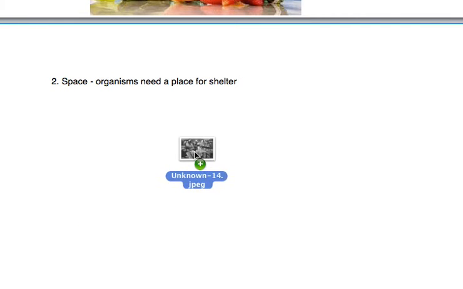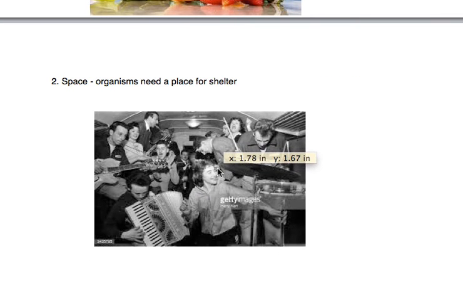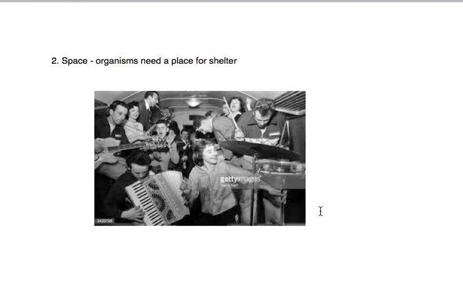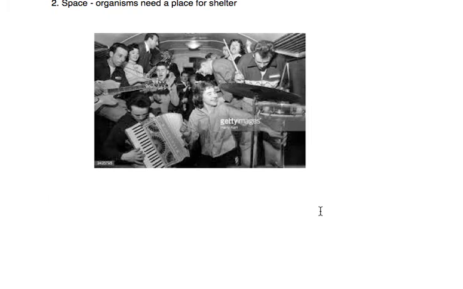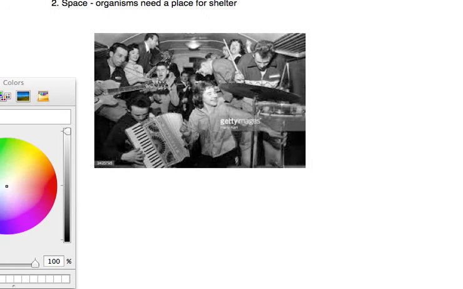So here's my space. You can't really fit any more band members in this bus. There's too many in there. They need space to be able to bang their drums and to play their accordions. And so you can't fit any more in there. So organisms need space for shelter, just as the members of this band need space to play their instruments. And if you don't have enough space, you either have to leave, or if you're an organism that cannot leave because you're stationary and you're stuck in the ground, you might die.